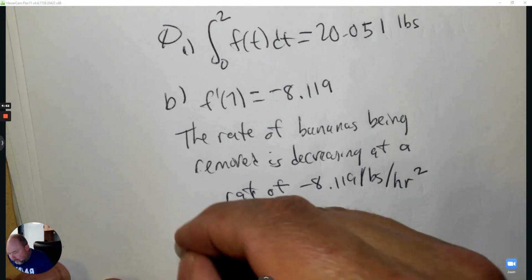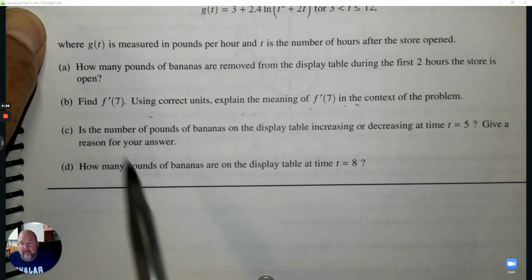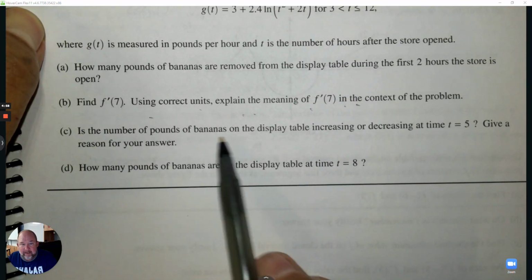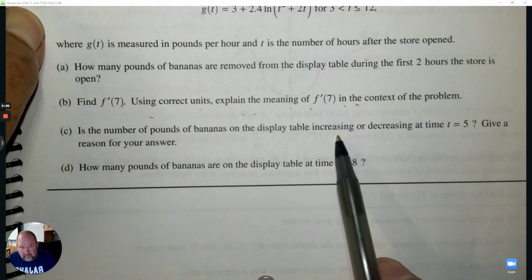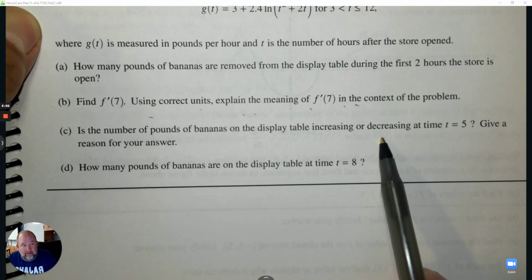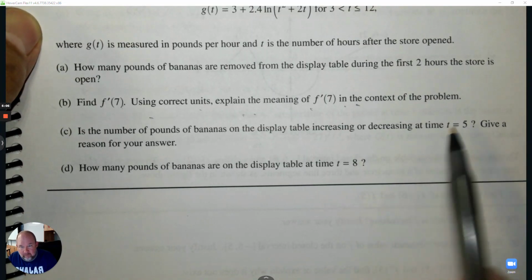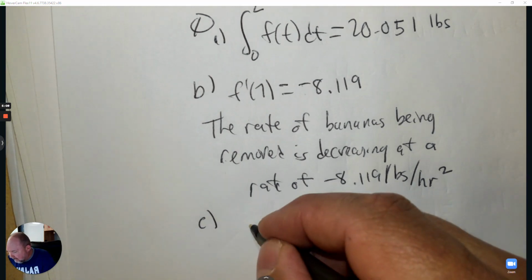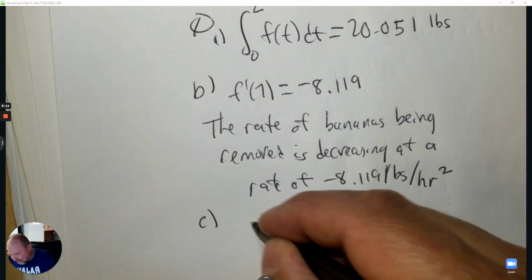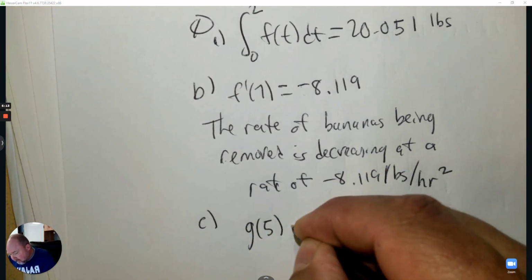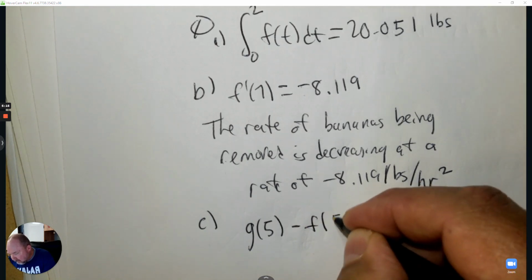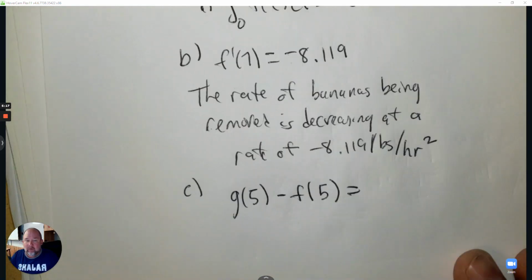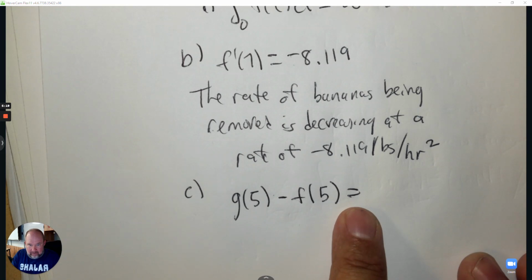Part C. Is the number of pounds of bananas on the display table increasing or decreasing at t equals 5? And then give a reason for your answer. So for this, we have two rates. We have the rate of adding first, that's G, and then subtract the rate of removing, that's F. I want to know if that's a positive or a negative rate when I do that.